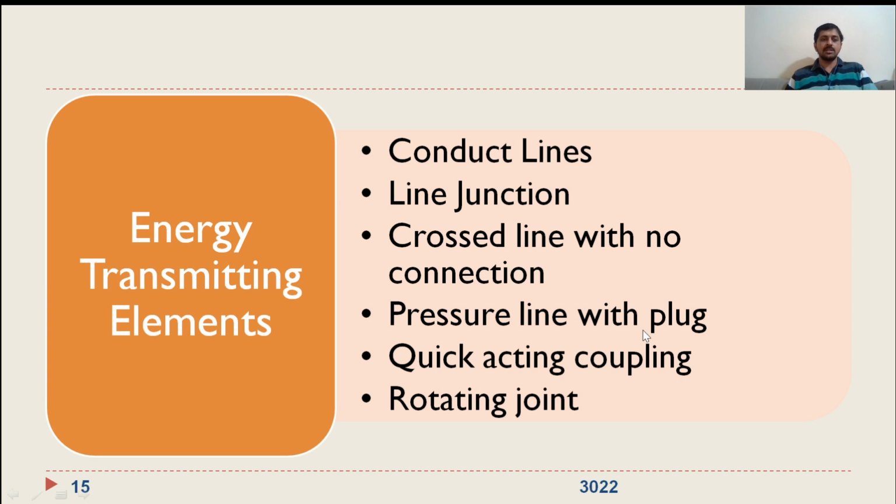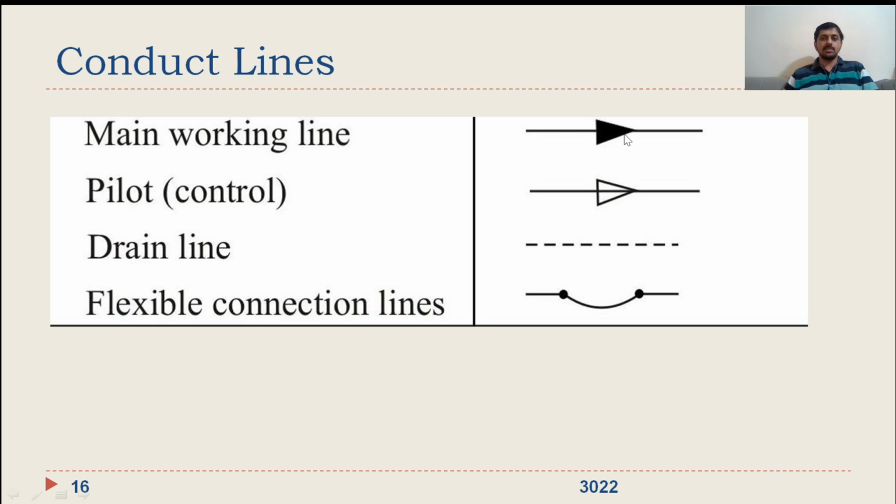Now coming to the energy transmitting elements, that is the lines through which the energy in the form of fluid flow is transmitted from one major element to the other major element. So these are the different types of energy transmitting elements. In general, the main working line is represented with a continuous line with a solid filled arrow, and the pilot line or control line is represented with a continuous line with an open arrow. That means no solid fill. And the drain line, if you need to drain the fluid from a tank or a reservoir, is usually represented by the dashed line.